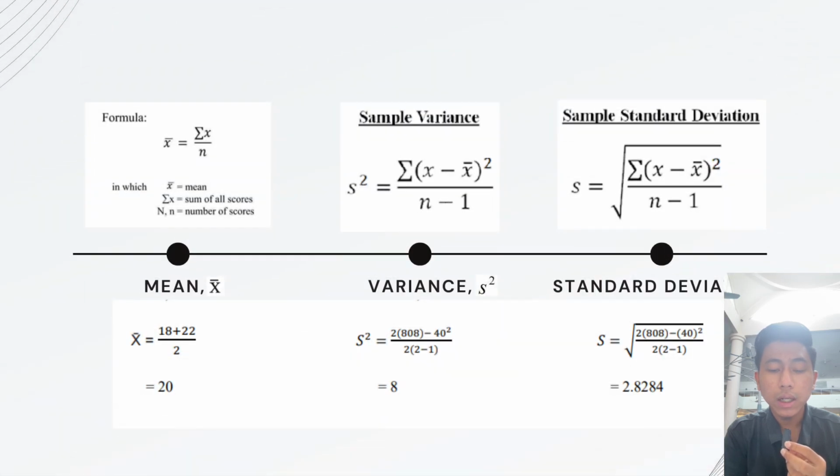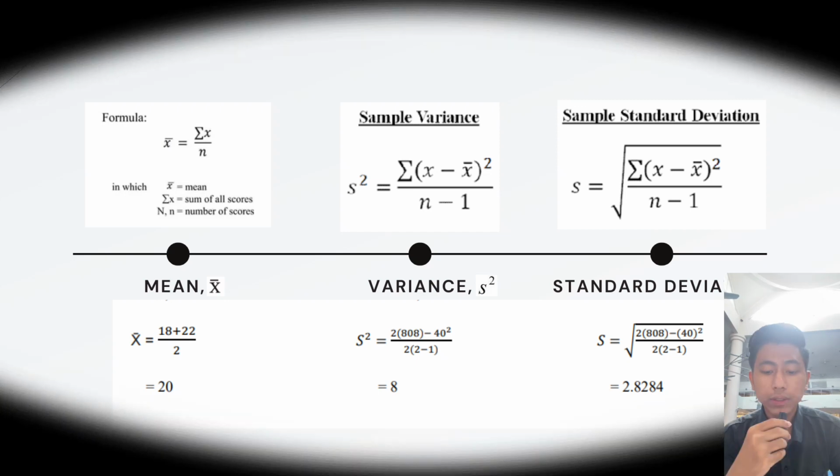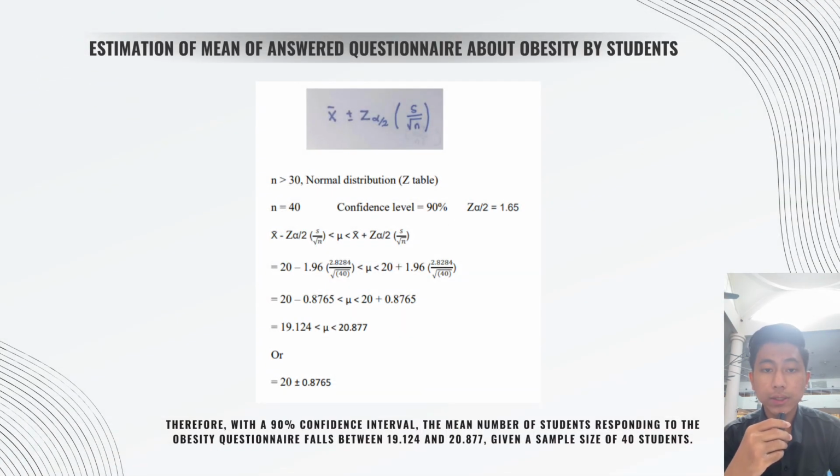Furthermore, here is how we calculate mean, variance, and standard deviation using formula. After that, we estimate the mean of answers to the questionnaire about obesity by students. Therefore, with 90% confidence interval, the mean number of students responding to the obesity questionnaires falls between 19.124 and 20.877, giving a sample size of 40 students.